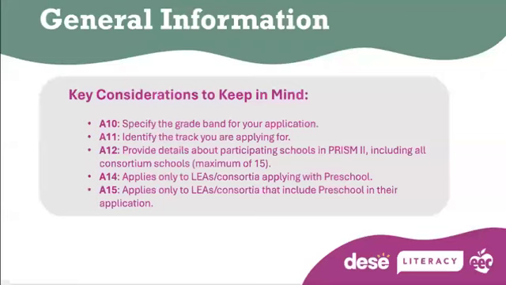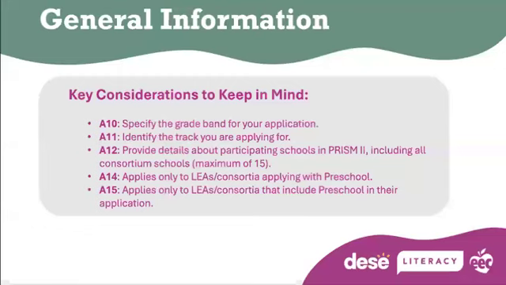Question A12 requires details about the schools participating in PRISM II, including all schools in a consortium, with a maximum of 15 schools. You will also need to name the curriculum or curricula in use in pre-K to grade 3 for ELA literacy below. If using separate instructional materials for early literacy foundational skills and/or for pre-K, please also include those.